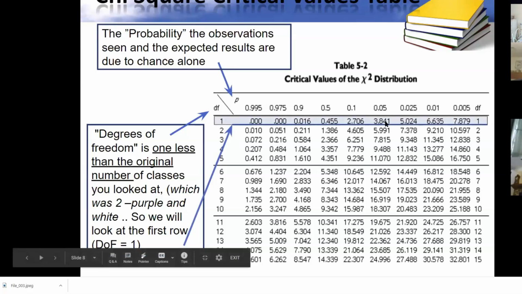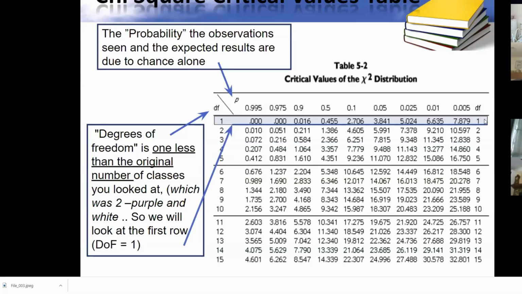In this case, my degree of freedom is 1, so I only need to look at this top row. Where does 1.33 fit on this top row? 1.33 is greater than 0.455. It is less than 2.706, right? So our number is falling between a probability of 0.5 and 0.1. That means I can expect variations to this extent 50% of the time, and I can expect variations to this extent 10% of the time. So variations between 50 and 10.